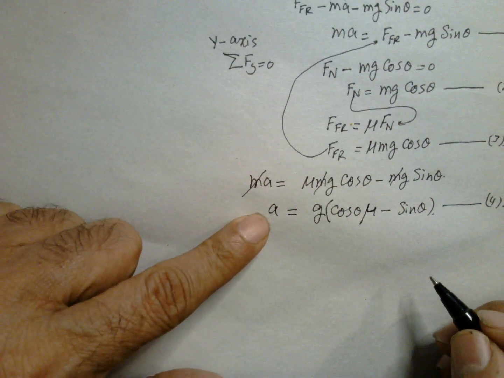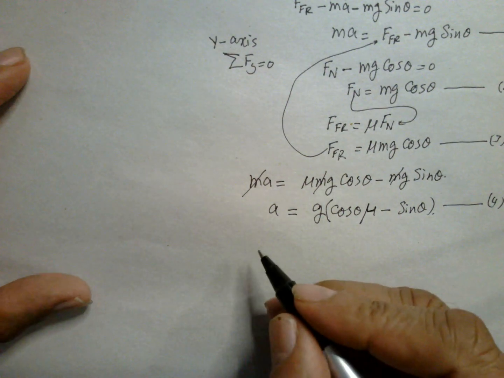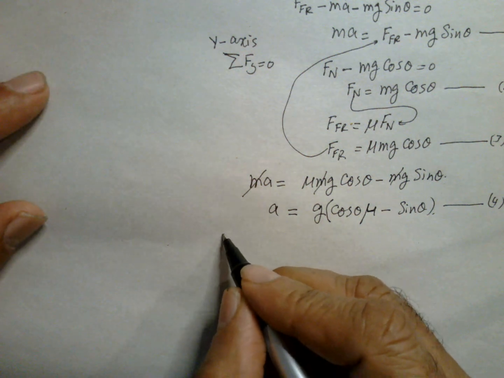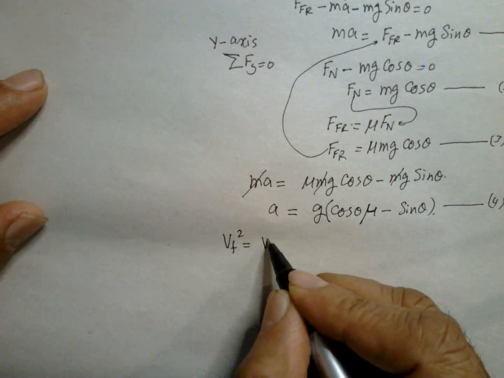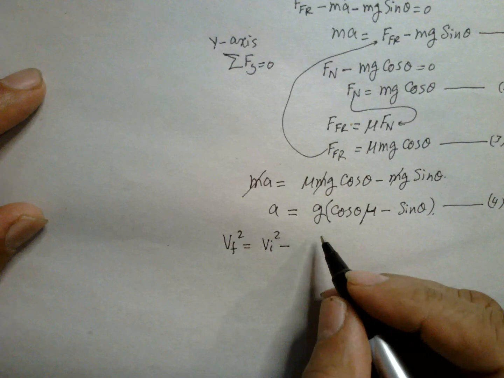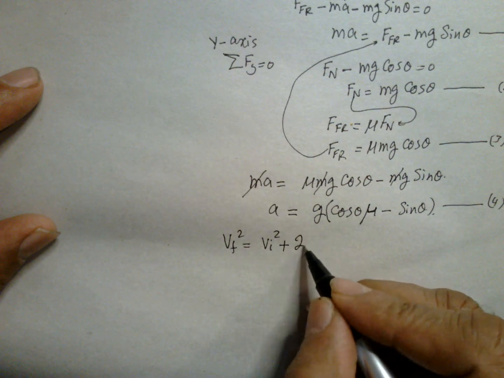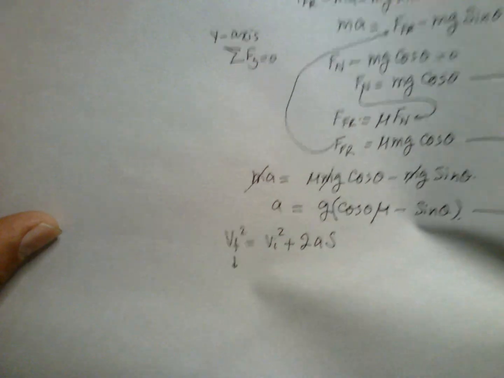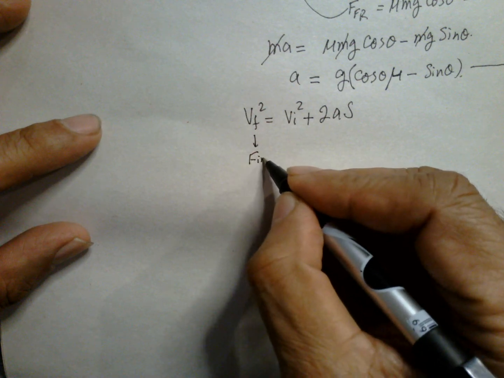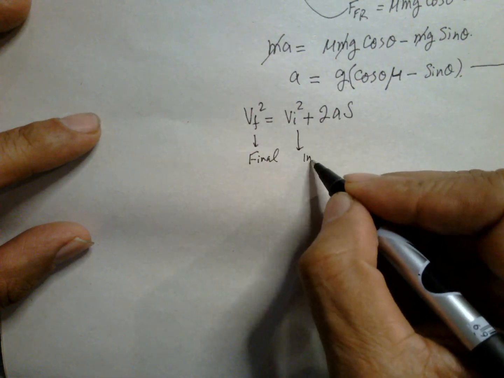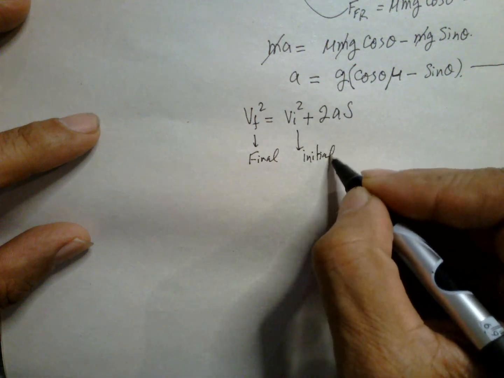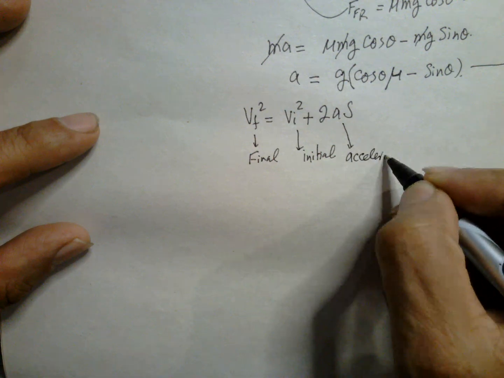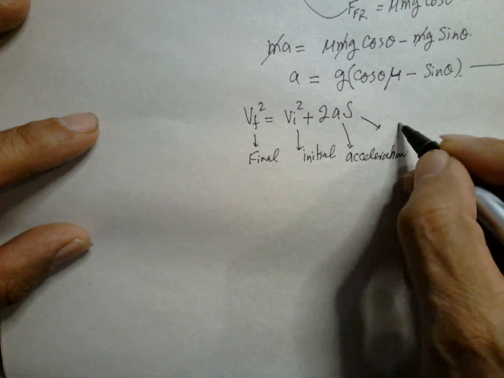So this equation is fine. We have to find the value of speed. There's no time involved, so we can use Vf square equal to Vi square plus 2As. This is the final speed, this is initial, this is acceleration, and this is distance.